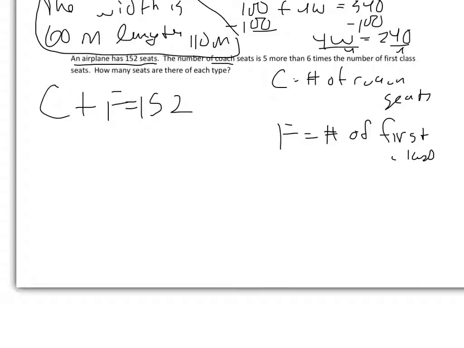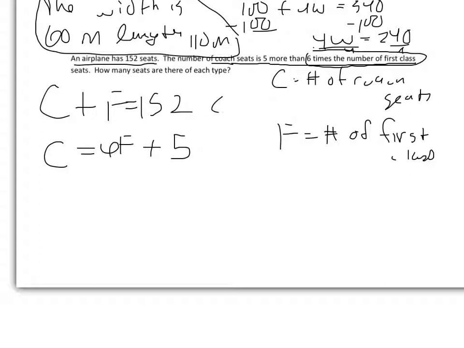Now it goes on to say the coach seats is 5 more than 6 times the number of first class. So we can do almost a direct translation here. Coach, C, equals 5 more than. Well, 5 more than, we're adding 5 to something. But what are we adding 5 to? 6 times the number of first class. So if F is the number of first class, 6 times the number of first class, 6F. So these are the two equations that we come up with.